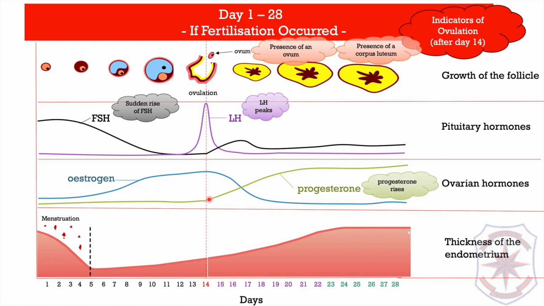Something else, the day that progesterone starts increasing, that signifies ovulation. It actually signifies that we have a corpus luteum, and a corpus luteum signifies that ovulation has taken place. So the day that progesterone levels start going up, it shows that we have a corpus luteum now, and then that shows that ovulation has taken place.